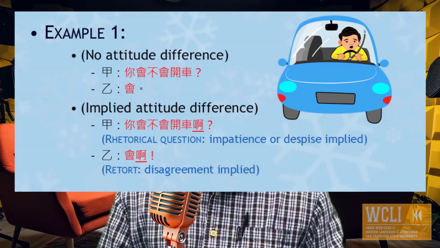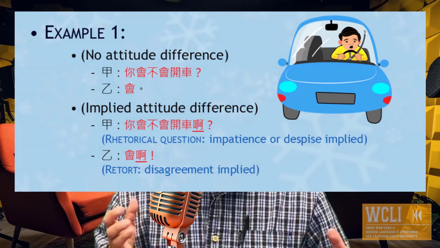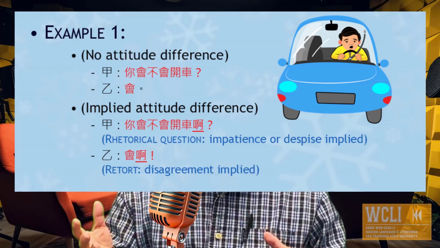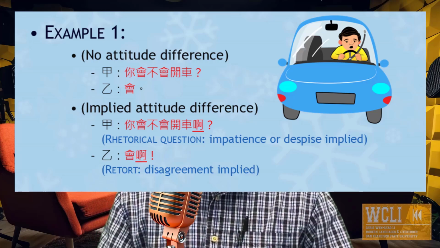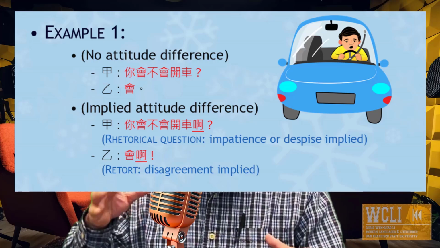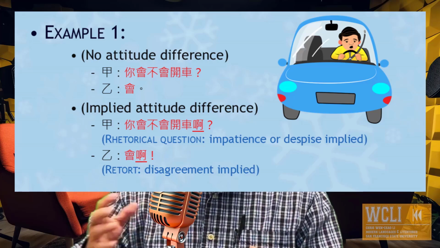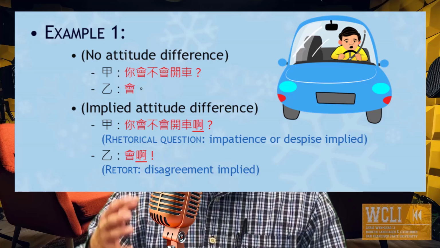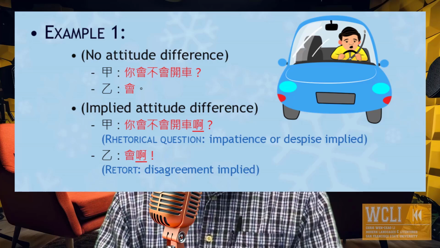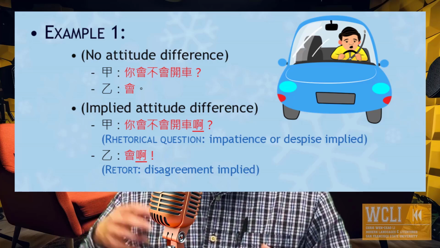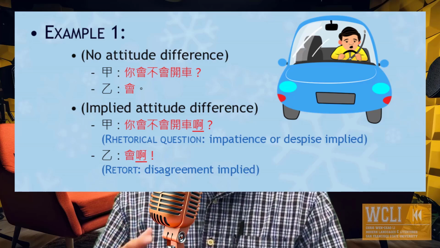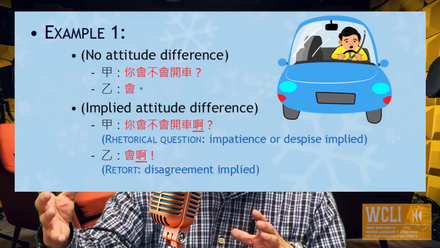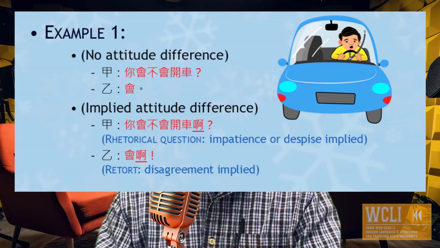Let's look at some examples. First, some neutral statements. 你会不会开车? Do you know how to drive? 会. Yes, I do. Okay. Nothing is implied there. Whereas when I add an 啊 to it, 你会不会开车啊? Do you have any idea how to drive? 会呀. Of course I do. Okay. When the sentence final particle is added, it implies that you think you know how to drive, whereas I think you don't. We have a difference in attitude regarding this issue.